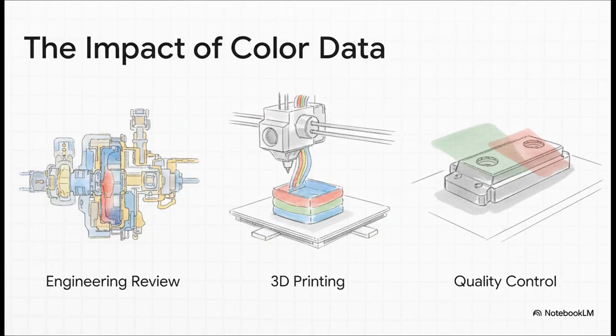And trust me, that color data has a huge real-world impact. For an engineering review, different colors can show different parts in an assembly or visualize the results of a stress analysis. For 3D printing, it means you can accurately preview a multi-material print before you waste time and money. And for quality control, color coding is often used to verify parts or flag potential defects. If you lose that color, you are losing vital information.